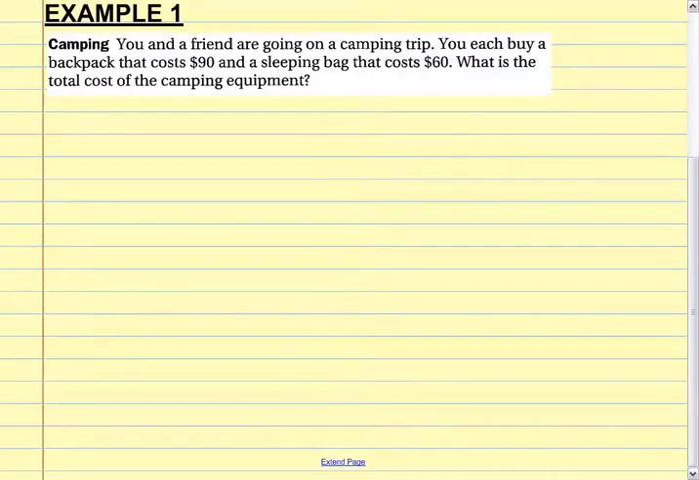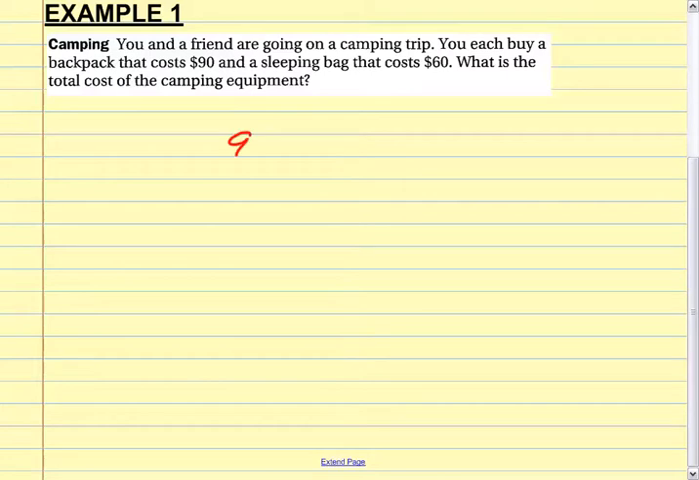Now, example 1. Casey, it says you and a friend are going on a camping trip. That's nice. You each buy a backpack that costs $90 and a sleeping bag that costs $60. What is the total cost of the camping equipment? Now, let me ask you, because I know we can do this simple, but I want to do it in a certain way. All right. So Casey, how would you find out what one person pays?